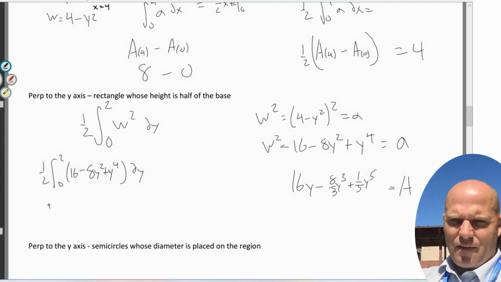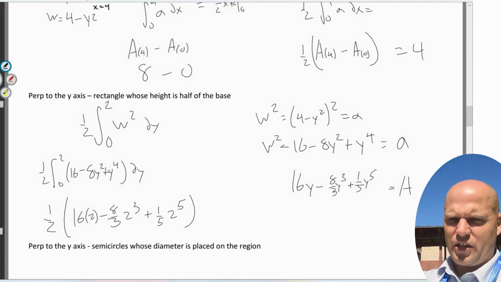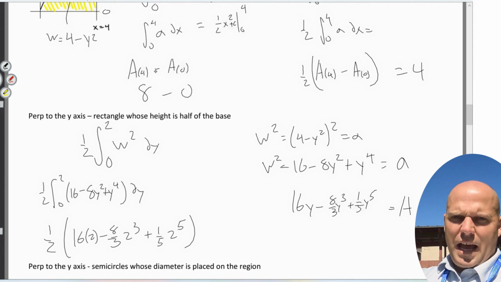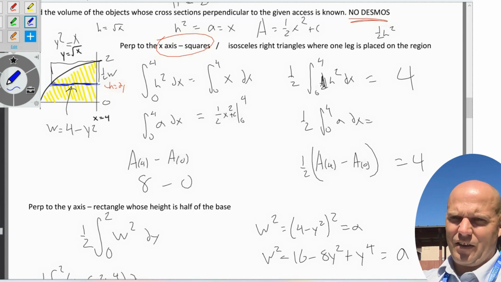So I'll have a half times 16 times 2 minus 8/3 times 2 cubed plus 1/5 times 2 to the 5th, minus 0, but when I plug in 0, I get 0. Now we have the fun semicircles. This without a calculator is going to be tough, but hopefully you'll understand what I'm about to do.